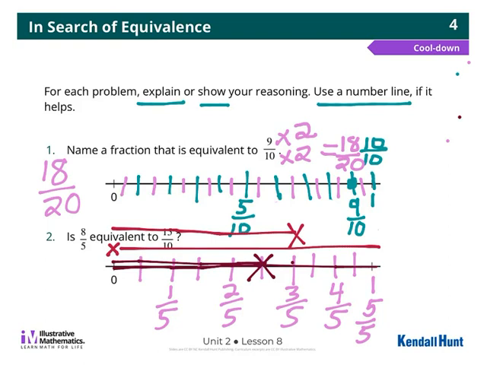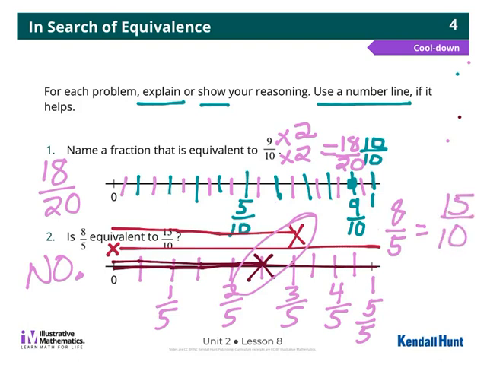Well, I think I can confidently say no because they don't line up on the number line. A little faster way would be saying, okay, 8/5, oops, there we go, 15 tenths. Well, 5 times 2 is 10, so if they're equivalent, then what I do to the bottom, I do to the top. Well, 8 times 2 is 16, not 15, so they are definitely not equivalent.